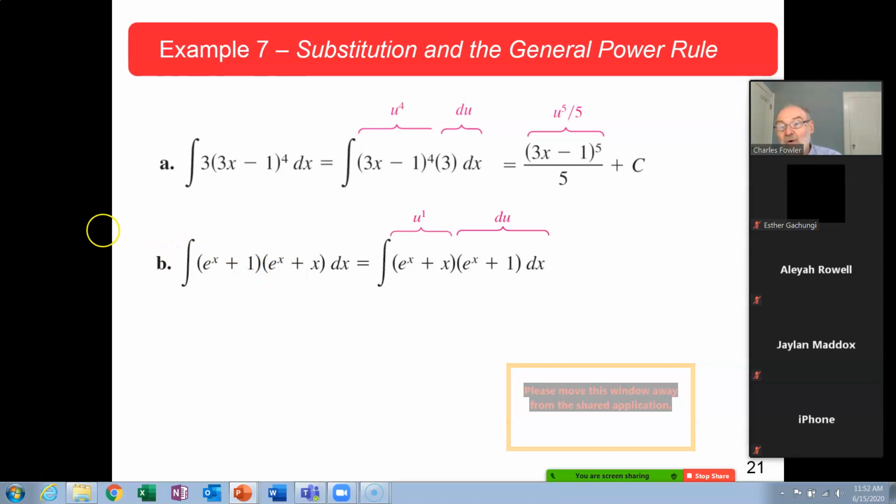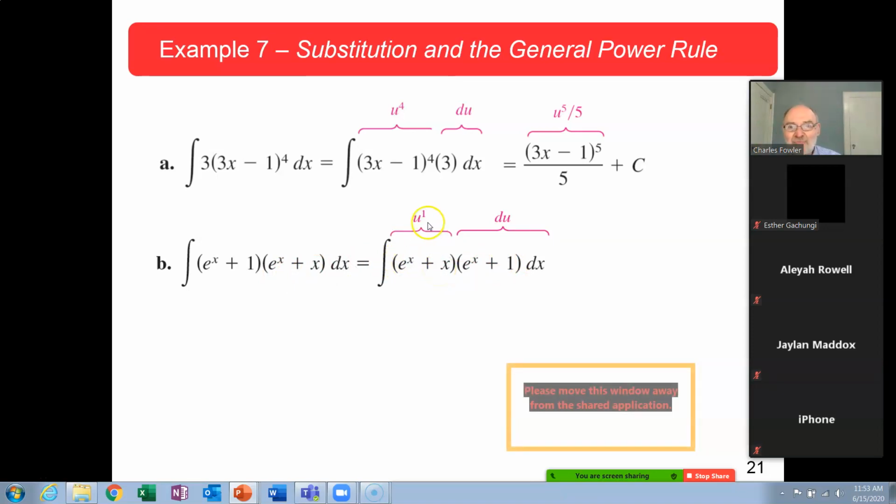So a better idea, what's the more complicated looking part of this problem? Is it this part or the second part? Well, to me, the second part's a little more complicated because it's got an x. This one just has a 1. So let u be e to the x plus x. What's du then? Well, d of e to the x is simply e to the x, and d of x is 1 dx. Well, here's your e to the x plus 1 dx. There's your du.